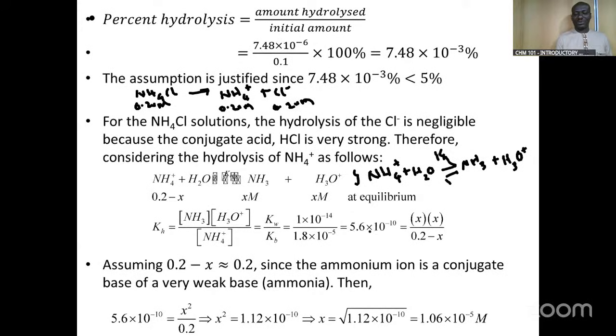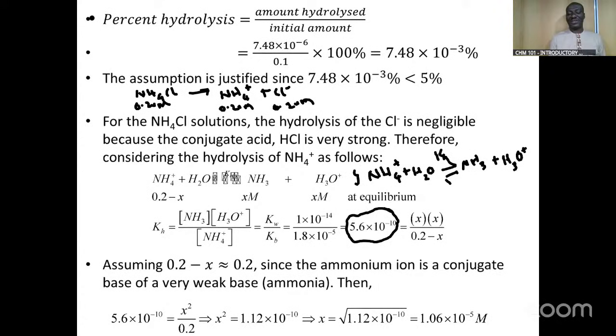And that we get to be equal to, just like we did previously, 5.6 times 10 to the power of minus 10, because the Kb is also 1.8 times 10 to the power of minus 5. It's just a coincidence that they are the same, okay? And so we have X squared over 0.2 minus X. Since this is extremely small, it can be assumed that X is far, far less than 0.2, such that 0.2 minus X is just 0.2. Just as we did previously, you get X to be equal to 1.06 times 10 to the power of minus 5.